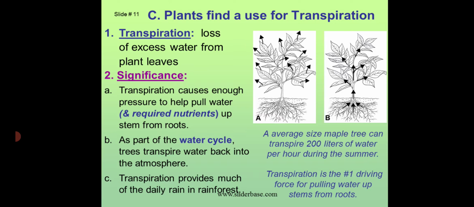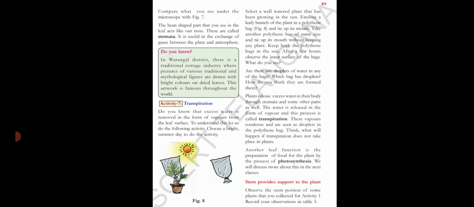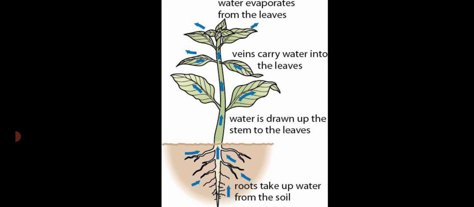The average size maple tree can transpire 200 liters of water per hour during the summer. Transpiration is the driving force for pulling water up stems from roots. See, roots take up water from the soil. Water is drawn up the stem to the leaves. Then veins carry water into the leaves. Then water evaporates from the leaves. From roots to leaves, water will be transported through this transpiration.